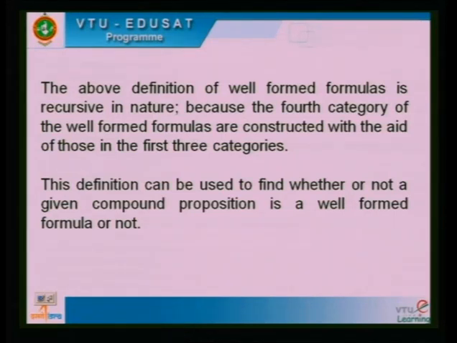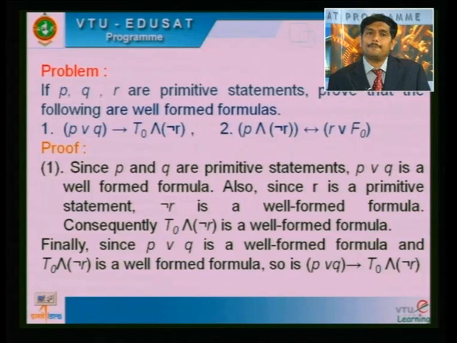This definition can be used to find whether or not a given compound proposition is a well-formed formula. Now we give some examples related to that. If P, Q, R are primitive statements, prove that the following are well-formed formulas. Here, P or Q implies T naught, that is tautology, and negation of Q.